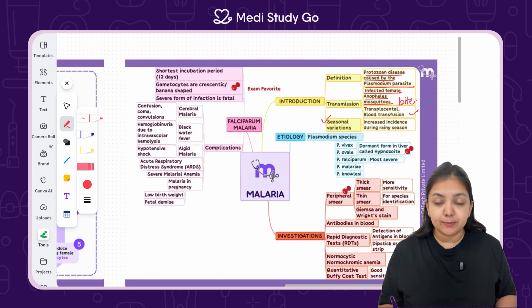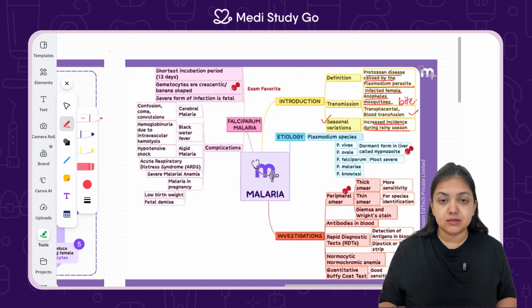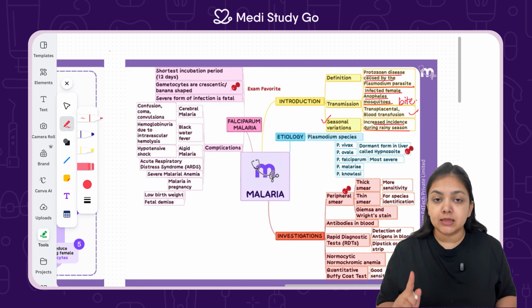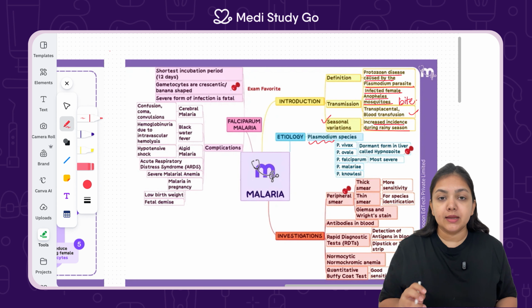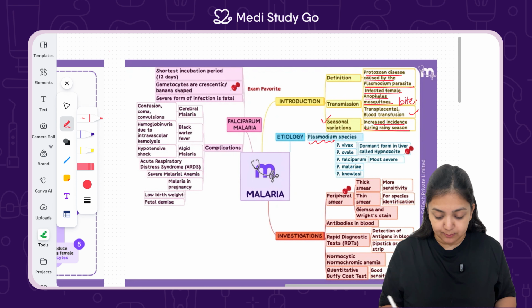Seasonal variants can be there, and incidence increases during the rainy season because mosquito breeding increases during that season. So more mosquitoes in the environment increases the risk of getting this infection. Now, how many species are present for this protozoan which can lead to infection? The main genus is Plasmodium and there are certain species, for example Plasmodium vivax, ovale, falciparum and knowlesi. Ovale and vivax are almost similar in nature and cause similar infection. Falciparum is the most severe one and can have several complications which can involve the nervous system as well.